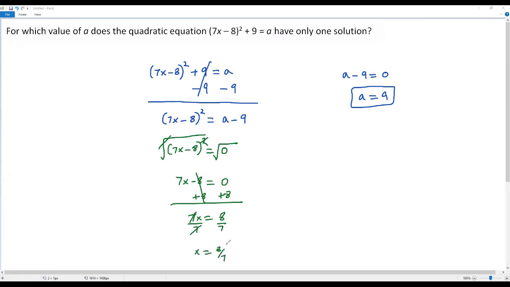Here we got only one value for x. That is, in this quadratic equation, if the value of a − 9 on the right side is 0, then there is only one solution for the given quadratic equation. So when a = 9, the given quadratic equation has only one solution.